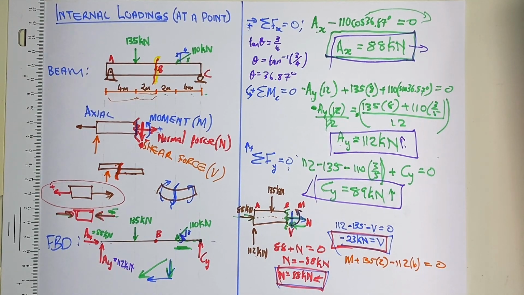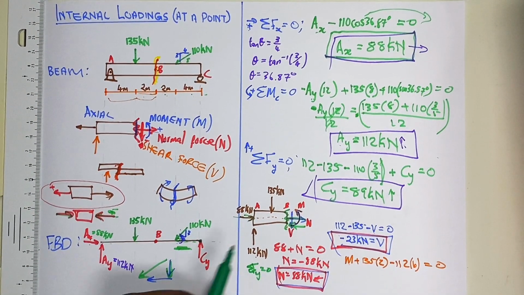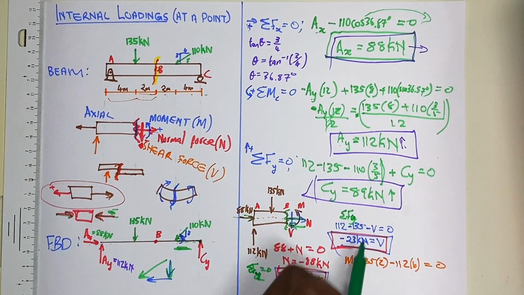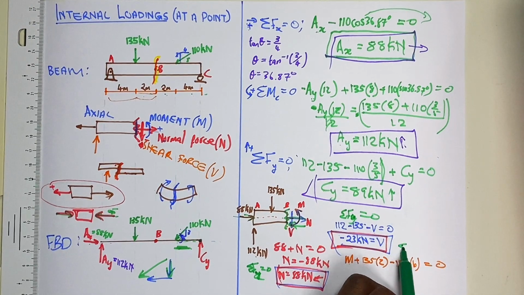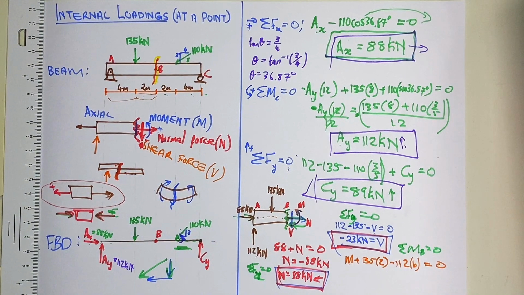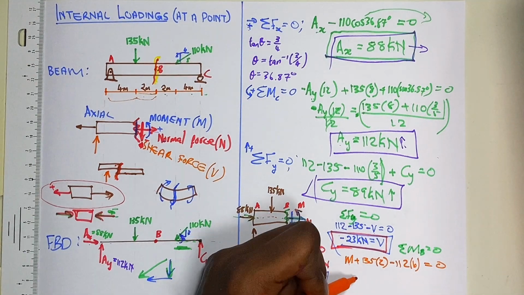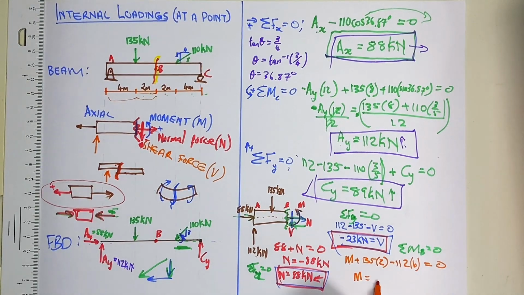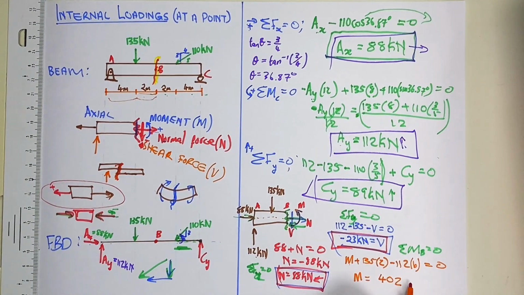Remember, and this is important, the sum of forces in y must be equal to 0. The sum of forces in x must be equal to 0. And the sum of all moments about B must also be equal to 0 because we need equilibrium. Now just computing this, we can find that our moment is equal to 402 kilonewton meters.